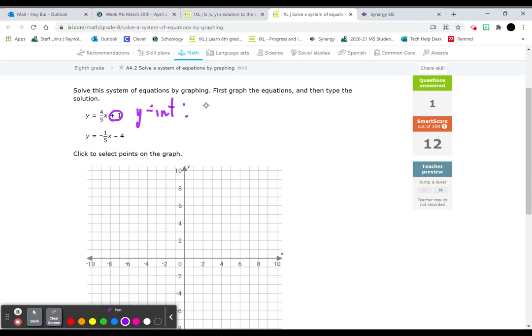So the y-intercept is a positive 1. And the slope is a positive 4/5. Okay. Our second line, I'm going to do y-intercept equals -4. And our slope equals a -1/5. Okay, let's go ahead and graph these two lines.